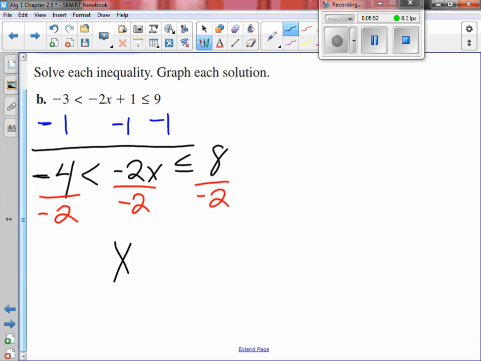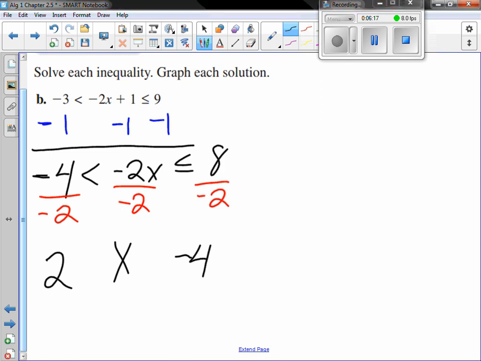Well, that'll give us x here. Negative 4, well, negative and negative make a positive. 4 divided by 2 would be 2, yes? So we get 2 over here. 8 divided by 2 is, and it would be negative, yes? Our signs are going to change.